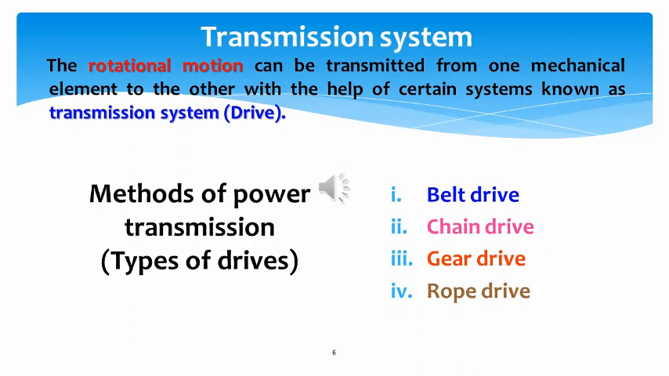Transmission of power: rotational motion can be transmitted from one mechanical element to another mechanical element with the help of a defined system, which is known as a transmission system or transmission drive. There are various types of methods of power transmission, or various types of drives. There are belt drive, chain drive, gear drive, rope drive.